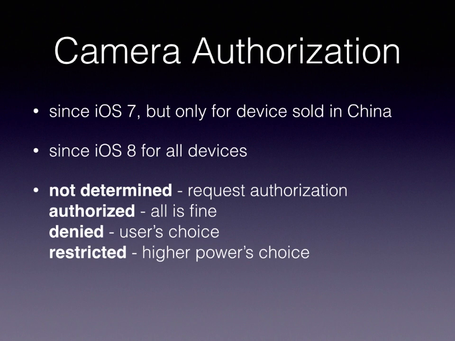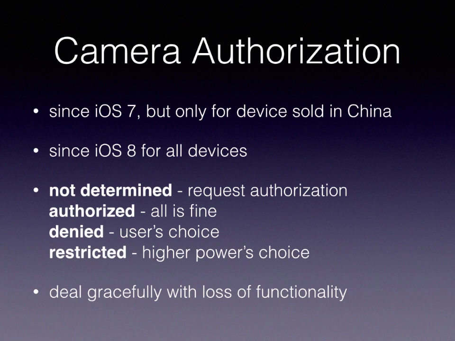So in that case, you would have some sort of UI telling the user, unfortunately, you have to enable camera access for barcode scanning to work or for video capture to work. It's the user's choice in this case to go into the privacy settings and allow that. There's yet another status which is even more painful because it's a higher power's choice. And the higher power in this case might either be the parents of the user or the IT department that has disabled access to camera hardware altogether. Nothing the user can do in this case. So in both cases, you should be dealing gracefully with the loss of functionality if you don't get access to the hardware.